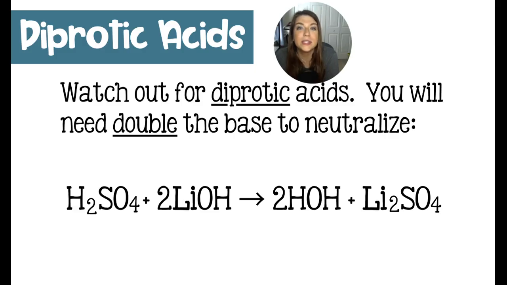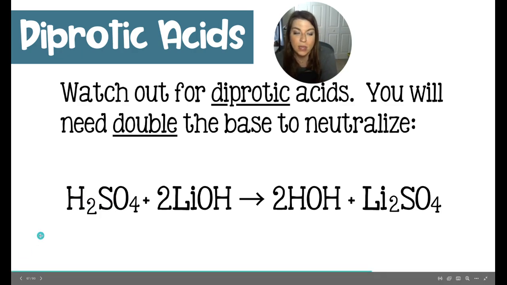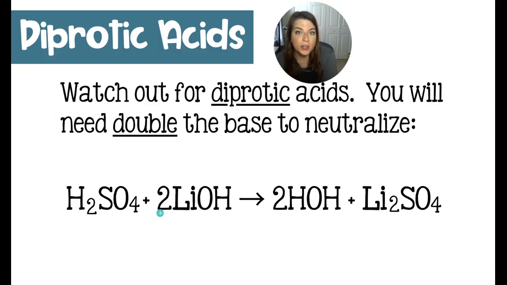We can also do this with diprotic acids, which are acids that have two hydrogens that dissolve out. So here we have H2SO4. It has double the amount of hydrogen ions as a regular binary acid, more than the HCl. So because we have two hydrogens, we're going to need to double the amount of base in order to actually neutralize it, which would just come from the balanced equation. So here we have H2SO4 and two lithium hydroxides, giving us two waters and lithium sulfate.